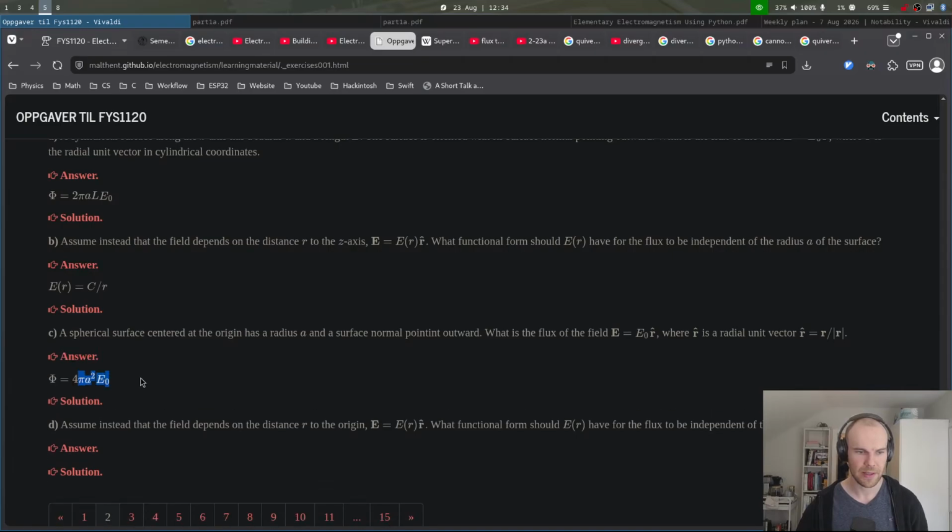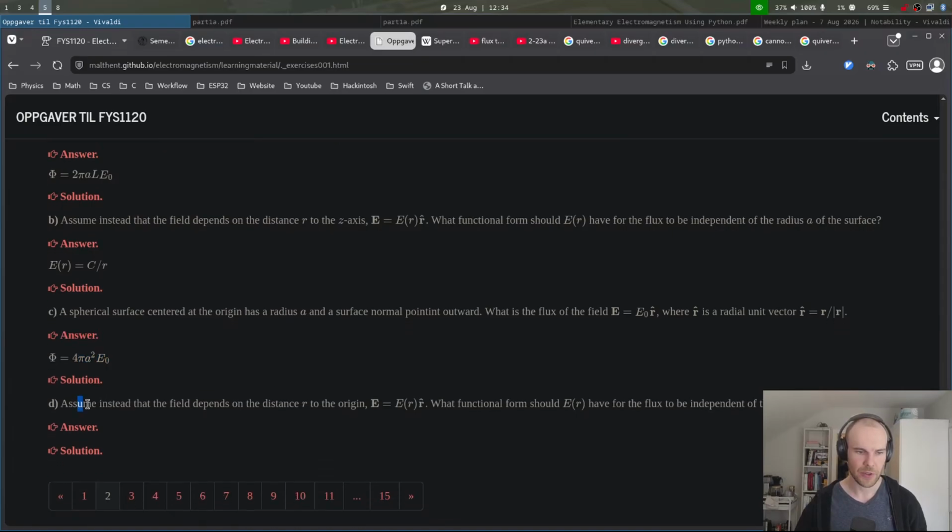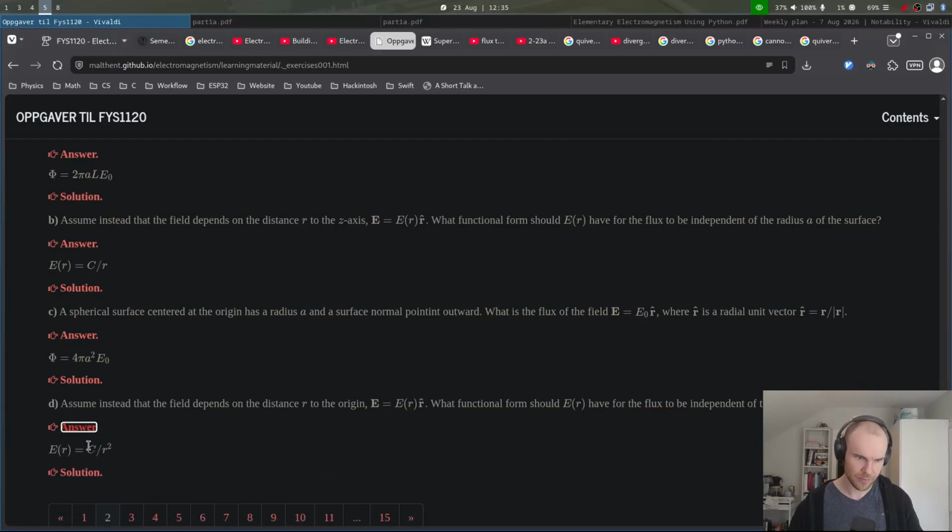That's the answer. Now this one's pretty easy. Assume instead that the field depends on distance. Same thing again, we want it to be independent of the radius. Now this is the same as 1 over r squared, so of course we have to get rid of the r squared. So if E is equal to some constant over r squared, very good. And there you see. Okay, perfect.